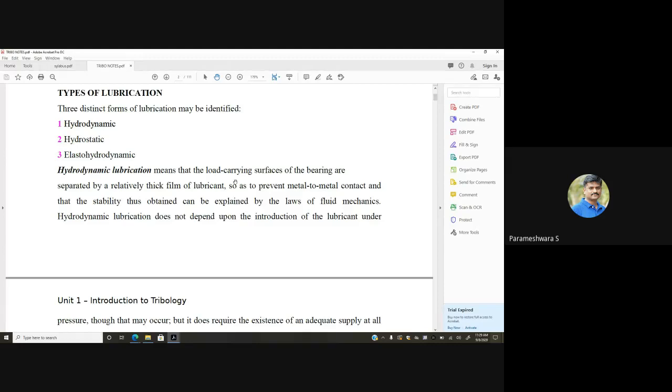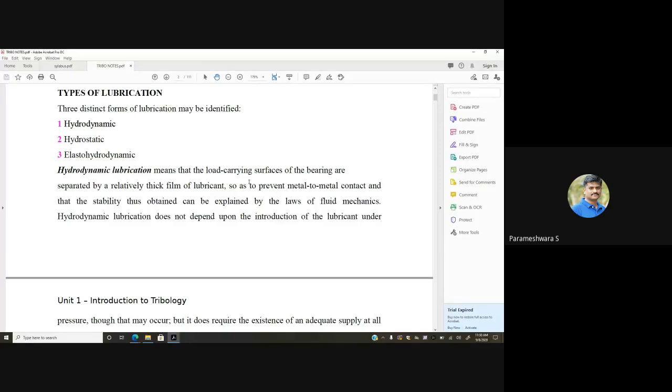Hydrodynamic lubrication means the load carrying surfaces of a bearing are separated by a relatively thick film of lubricant, so as to prevent metal to metal contact, and the stability thus obtained can be explained by the laws of fluid mechanics. The best example is the journal bearing.